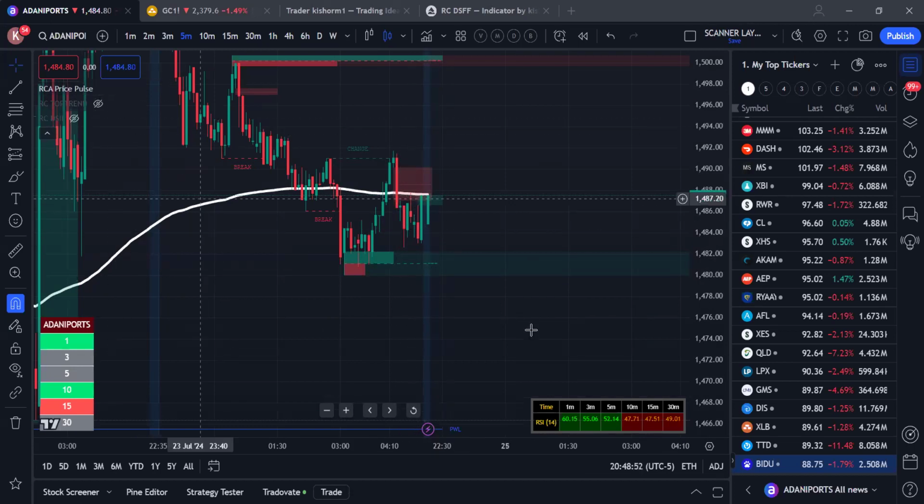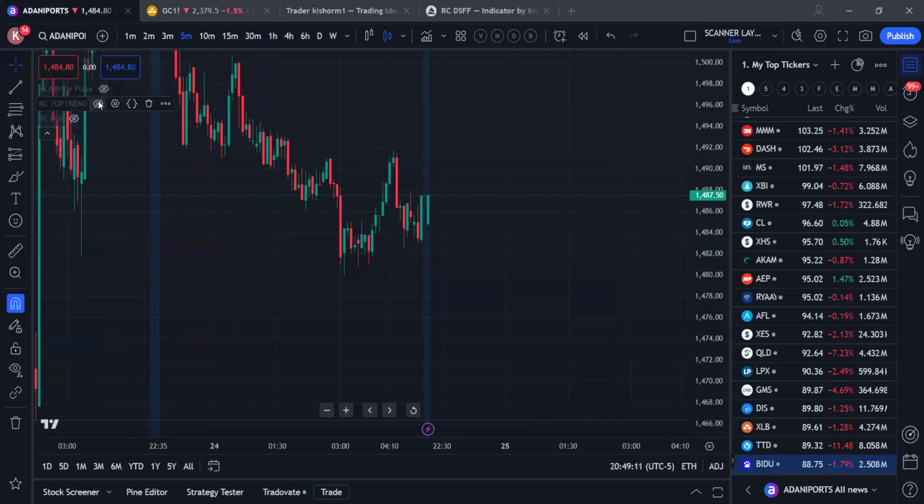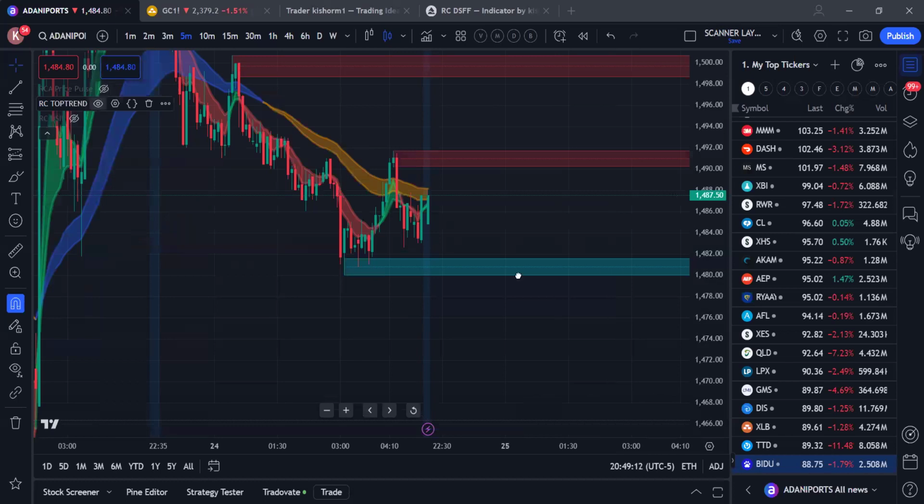Price pulse is confirming that. 1 minute, 3 minute, 5 minutes, completely bullish. One is bullish, three, five sideways, 10 minutes is bullish. So you have a major order block, your RSI is green, your trend is green, and if you are still not satisfied, go to one more indicator, right?